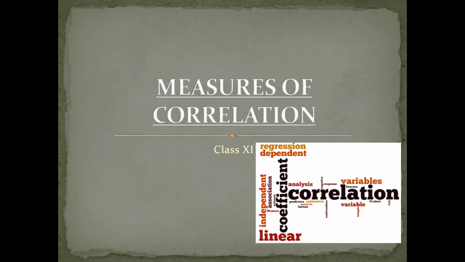In the first session, we learned the meaning of measure of correlation, and we also talked about one of the measures of correlation, that is scatter diagram. Today, we'll be discussing the merits of the scatter diagram and how to interpret it. And then we'll proceed towards the next measure of correlation, that is Karl Pearson coefficient of correlation. We'll be learning how to calculate Karl Pearson coefficient of correlation.